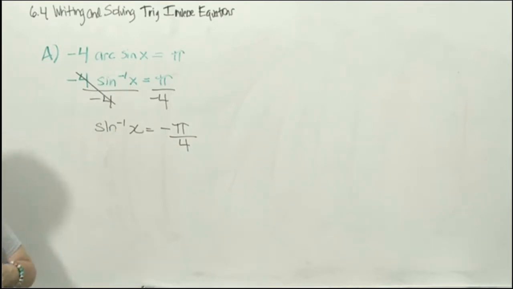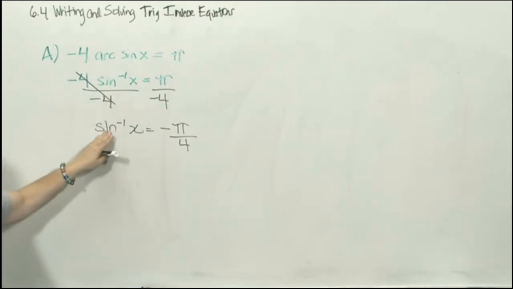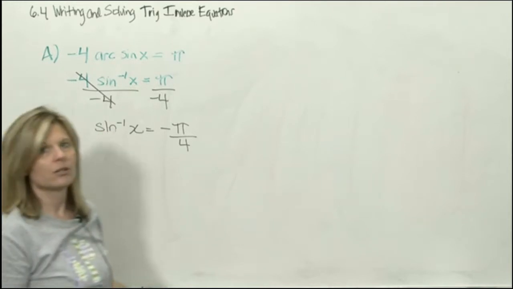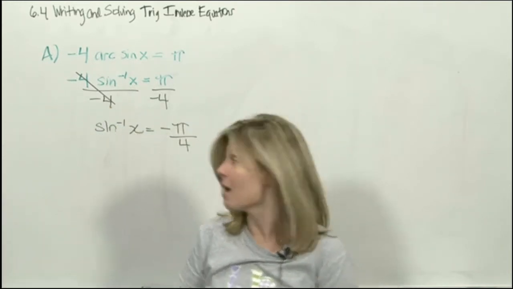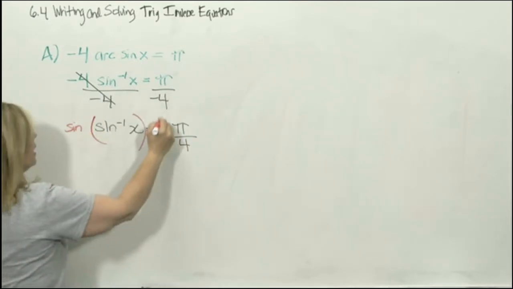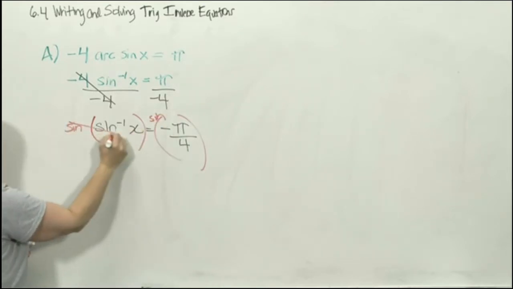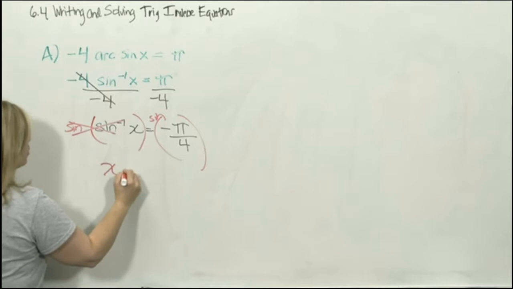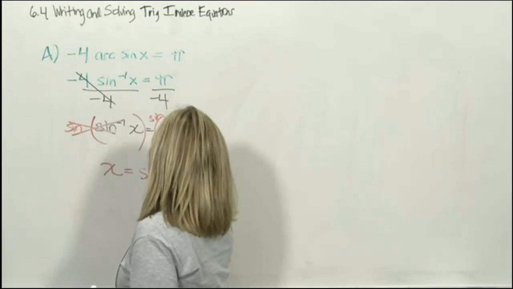You'll agree, we're not done. We're trying to solve for who? X. So we need to get rid of this word sine inverse. So guys, what is the opposite of sine inverse? That would be sine. So on the left side, I'm going to put the word sine, and on the right side, I'm going to put the word sine. These are inverses, so they're going to cancel. So this is going to say x equals the sine of -pi over 4.